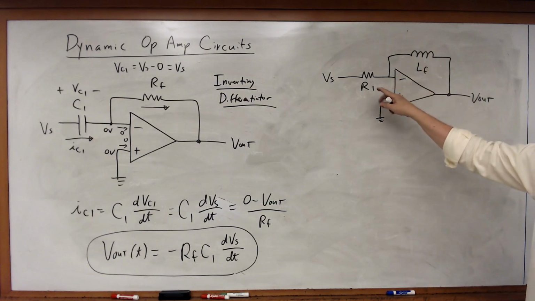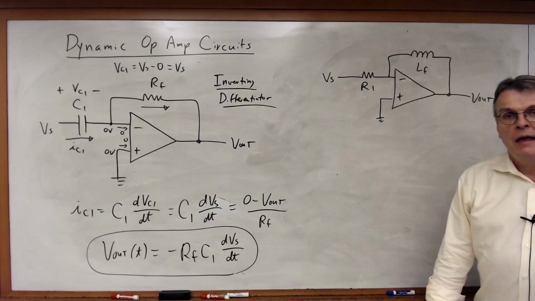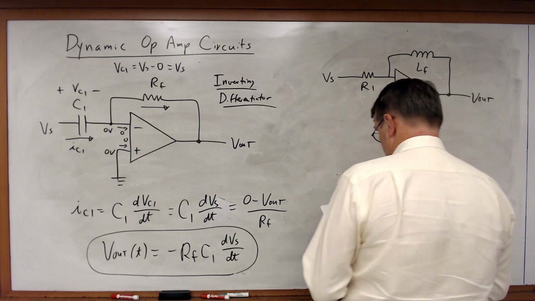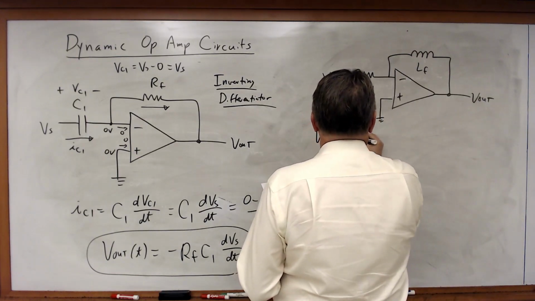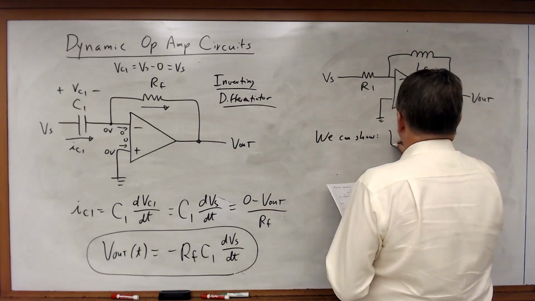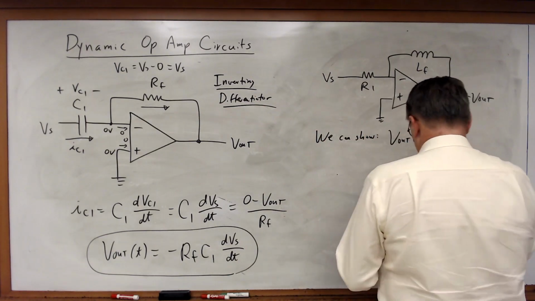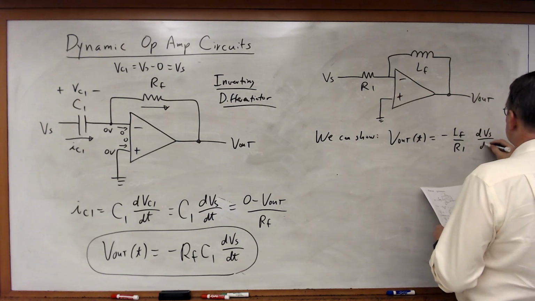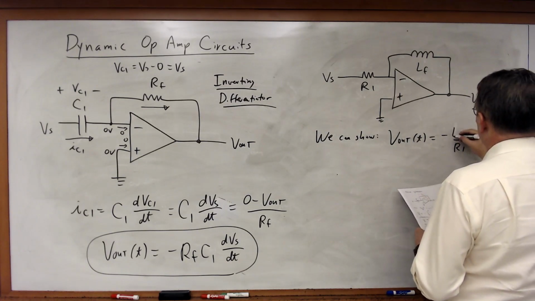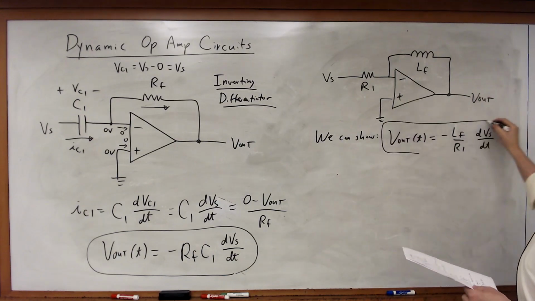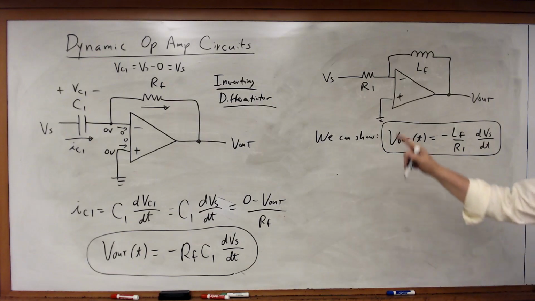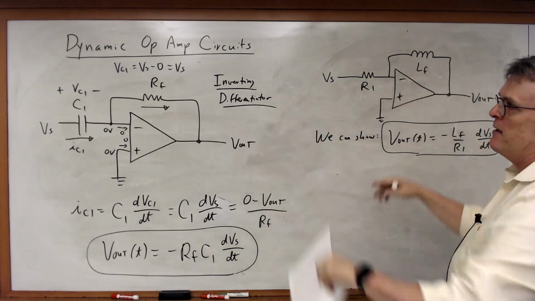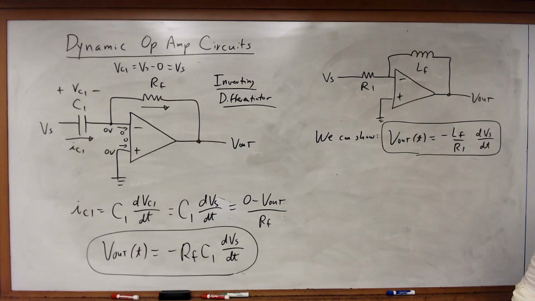And notice, just like before, I've swapped the resistor and the inductor. And as you might imagine, if you go through and solve for this, we can show that V out of t is equal to minus LF over R1 times dVs dt. And so once again, we have an alternative implementation. Both of these are inverting differentiators, and all I did was flip the elements from the previous circuit of the inverting integrator for both of these.